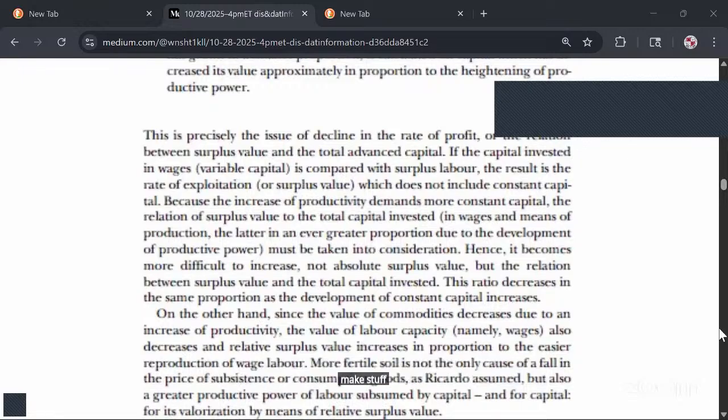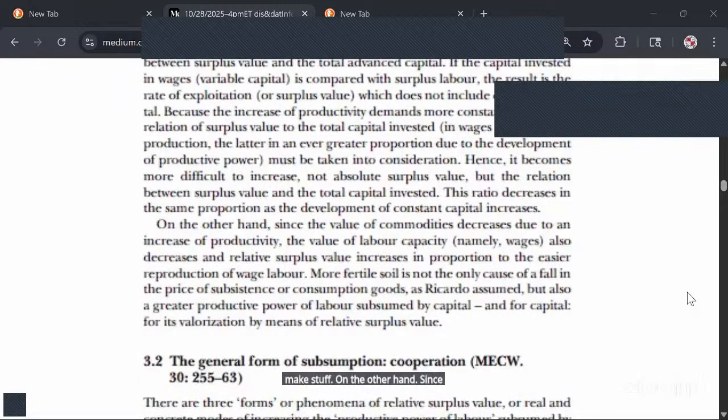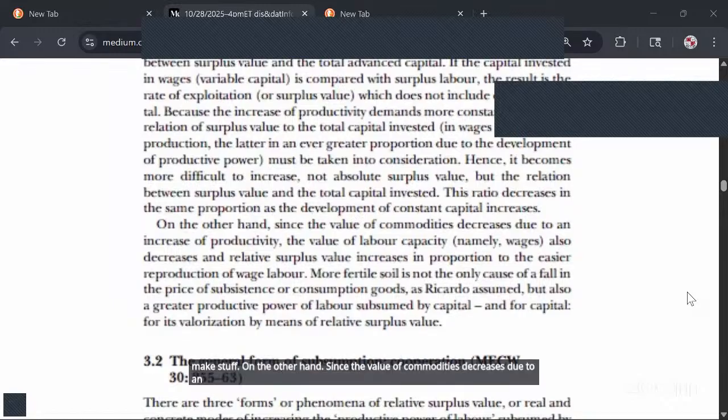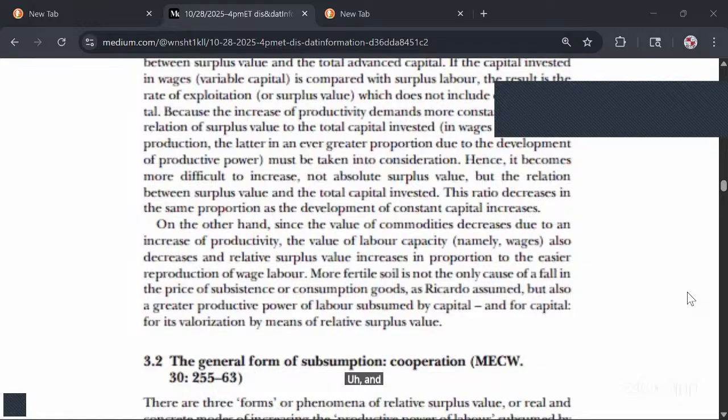On the other hand, since the value of commodities decreases due to an increase of productivity, the value of labor capacity, namely the wages, also decreases, relative to the total wage bill, I suppose. And relative surplus value increases in proportion to the easier reproduction of waged labor.